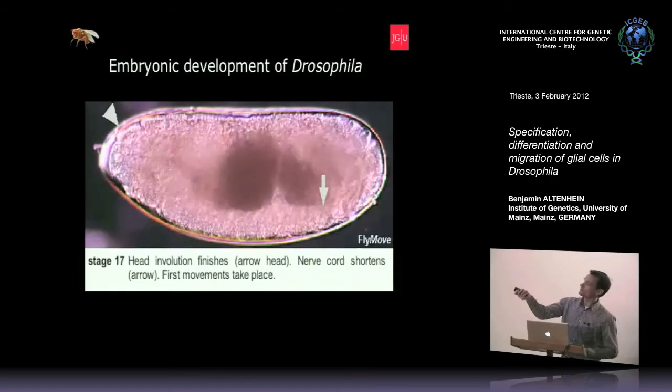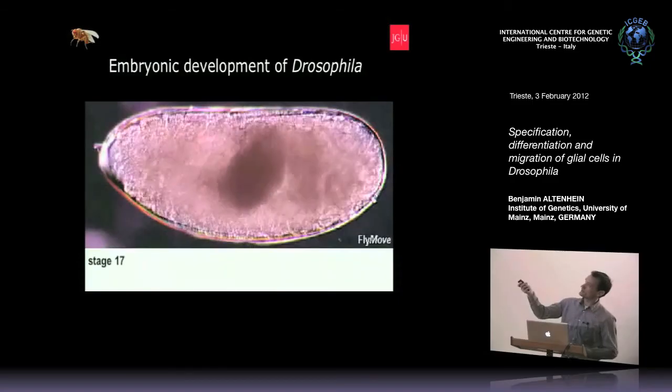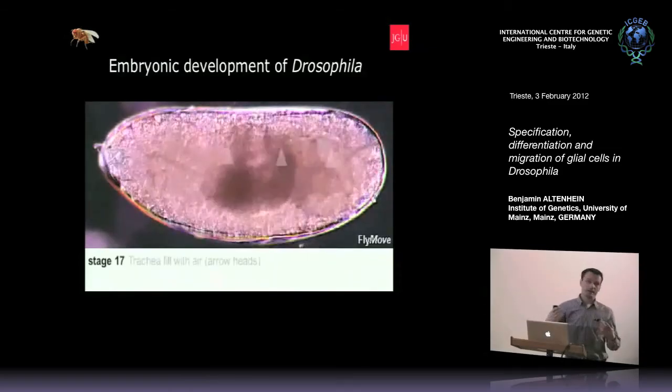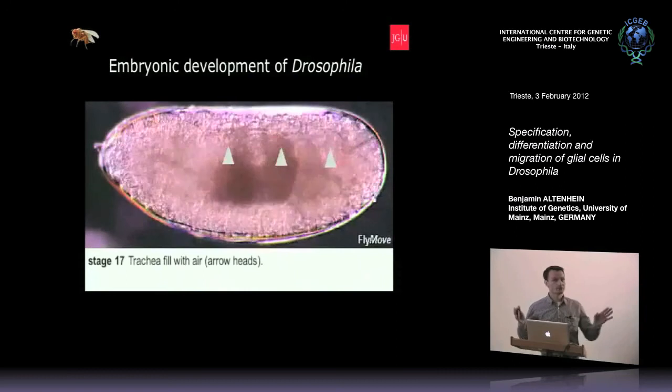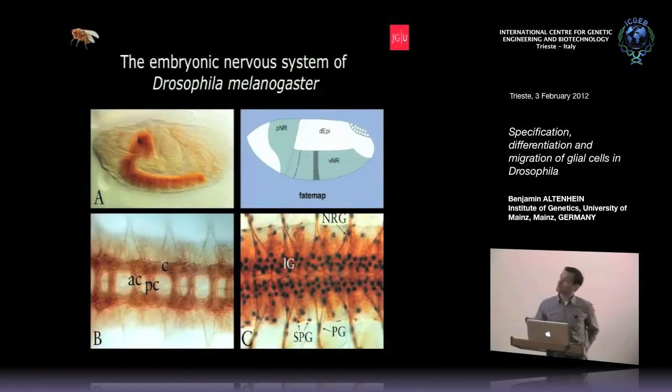The nerve cord, which is located here, the ventral nerve cord, and the brain hemispheres here, condense, and then, as you can see already in stage 17, which is the end of embryogenesis, we have muscle contractions, so we have a functional nervous system with motor neurons innervating the muscles. They can contract. And then the last thing is that the trachea fill with air, and the embryo hatches from its eggshell. And the first instar larval stage crawls around. So this is embryogenesis.